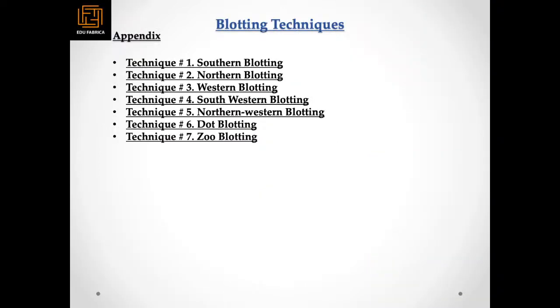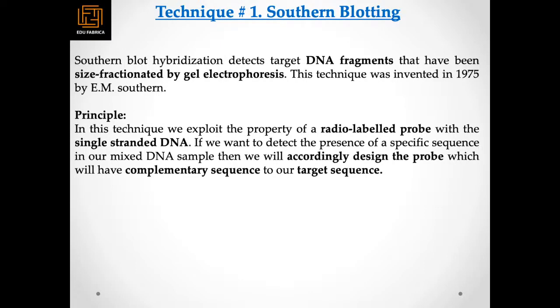So we will discuss Southern blotting, Northern, Western, dot and zoo blotting. Southern blotting detects the DNA fragments that have been size fractionated by gel electrophoresis, and this technique was invented in 1975 by E.M. Southern. In this technique, we exploit the property of a radiolabeled probe with single stranded DNA. If we want to detect the presence of a specific sequence in our mixed DNA sample, then we design the probe to have a complementary sequence to our target sequence.